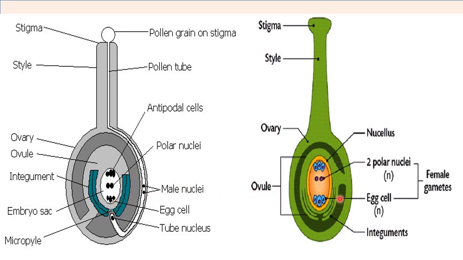So what's going to happen is one nucleus is going to meet with the egg cell. The other nucleus is going to meet with these two polar nuclei. So it's like 2 fertilizations occur in this part at the same time, and this process is called double fertilization. So we have one nucleus which is going to react with this haploid egg cell, and another nucleus which is going to react with these 2 polar nuclei.